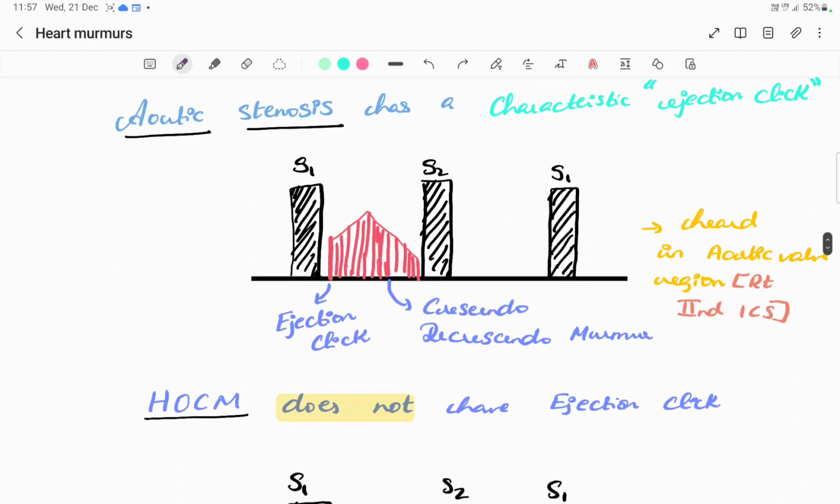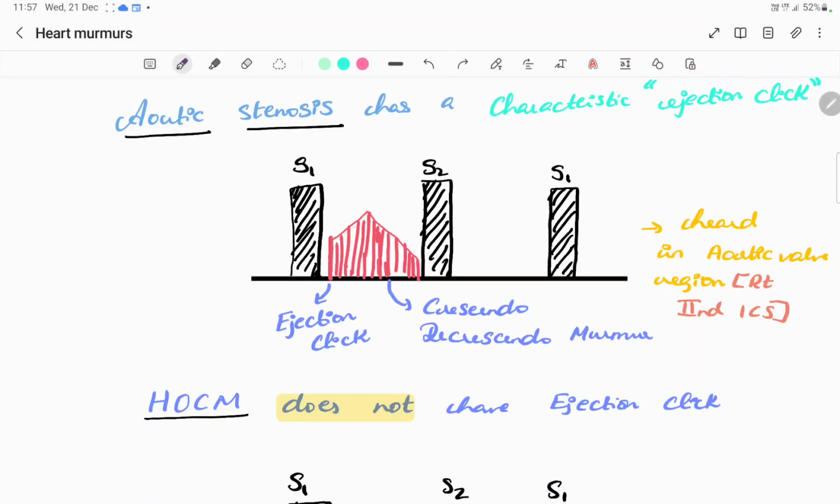Aortic stenosis will have a characteristic ejection click. That's the opening of the aortic valve. So there's an ejection click, and then there'll be a crescendo decrescendo murmur, which basically means there's going to be a sudden flush of blood inside, and the blood flow is going to reduce slowly.